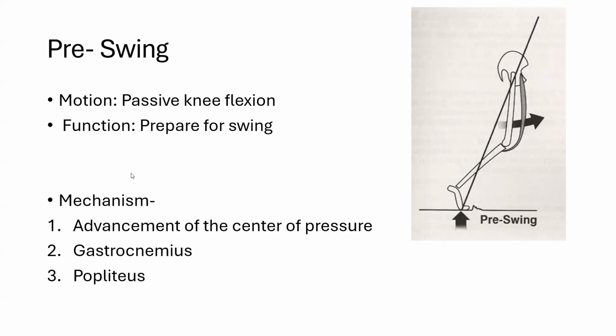And the other is direct contraction of the popliteus and the gastrocnemius muscle, which is again causing the knee flexion. So when the contraction of the gastrocnemius and popliteus muscle happens, a total of around 40 degrees of passive knee flexion is achieved. This is very critical for toe clearance in this initial swing phase.